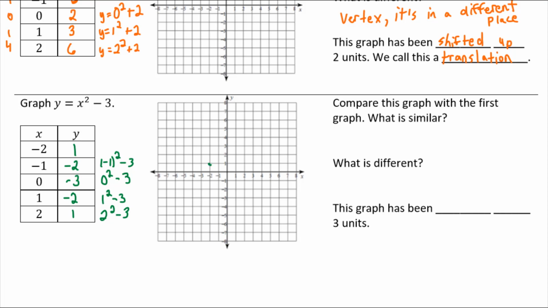Negative 2, comma 1, negative 1, negative 2, 0, negative 3, 1, negative 2, 2, 1, and then we draw our parabola.